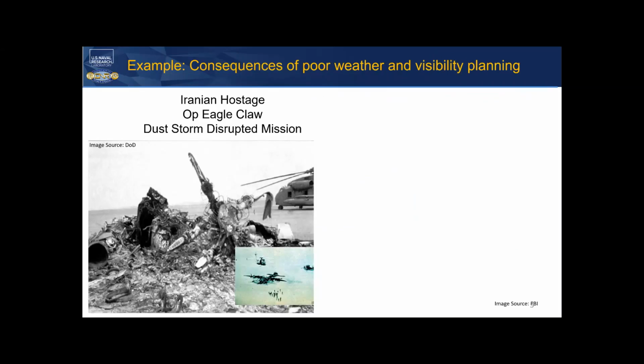So, the baseline example of why you want to do visibility planning goes back to the Iranian hostage crisis, right? Operation Eagle Claw, where in 1979 they sent in Delta Force to try and extract the hostages in Iran. And it was just their bad luck that a monstrous dust storm happened right during their marshalling, and things just went downhill from there.